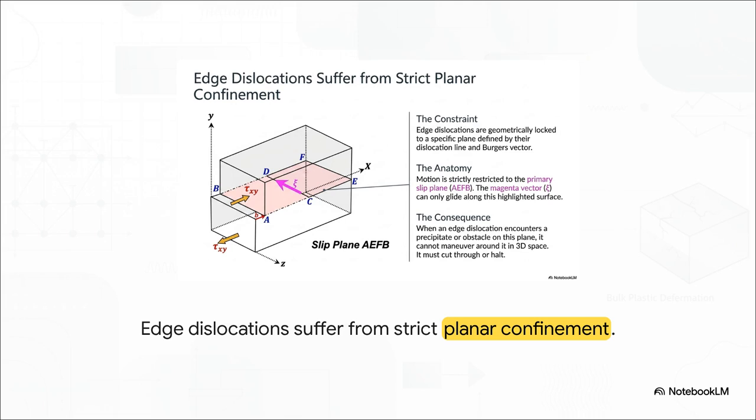That magenta vector is physically trapped on its primary slip plane. So if an edge dislocation bumps into a rigid precipitate or some obstacle right in the middle of this plane, it can't just maneuver around it in 3D space. It is completely stuck on the tracks.